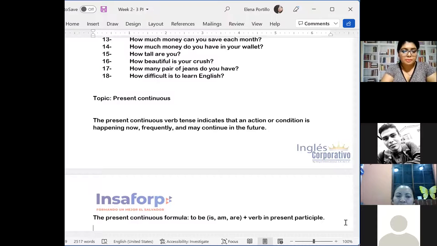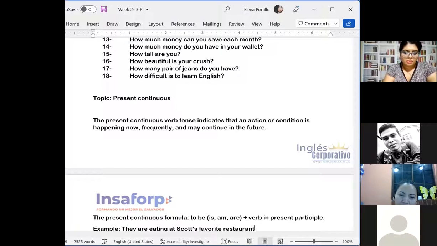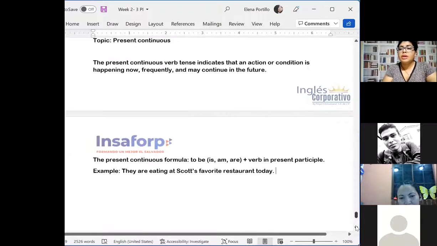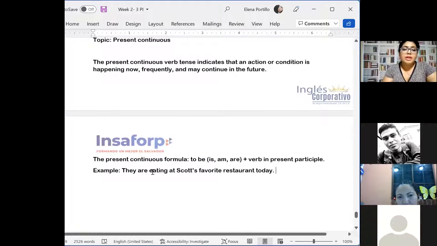So we have some example. And the example says, they are eating at Scott's favorite restaurant today. So we have here the example. We're going to mark the parts that we need. We have here the verb to be and the verb in present participle.